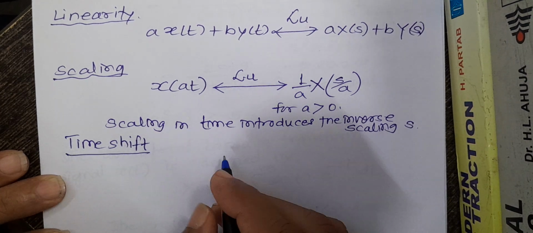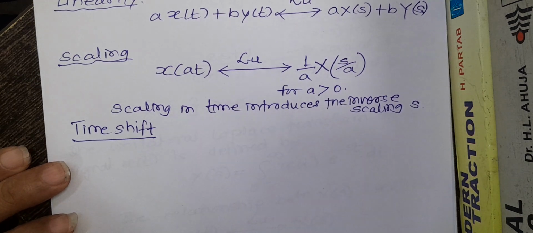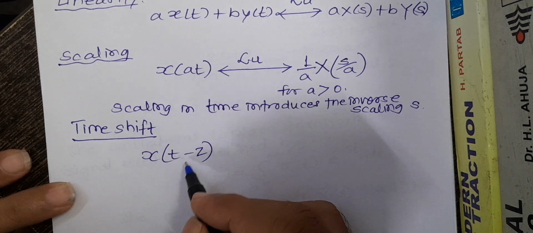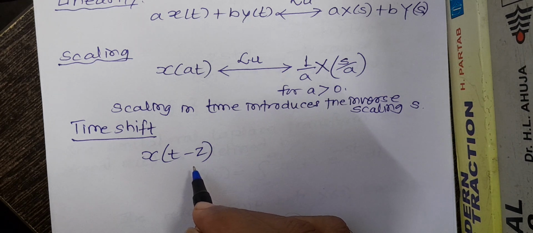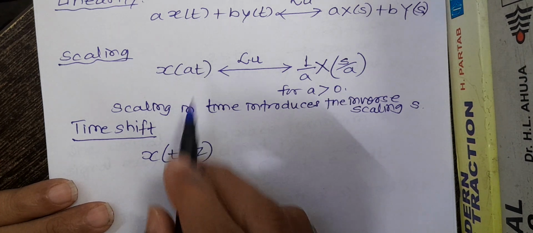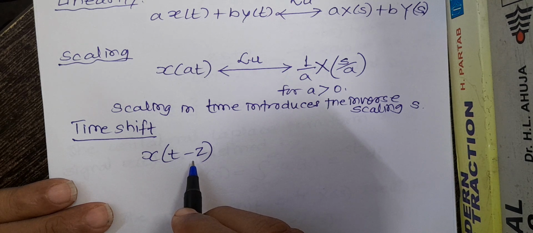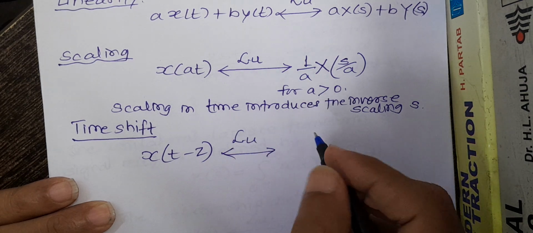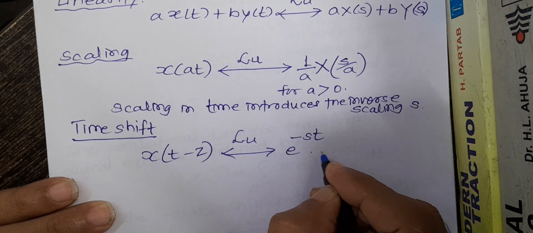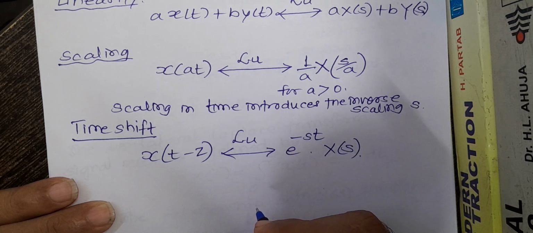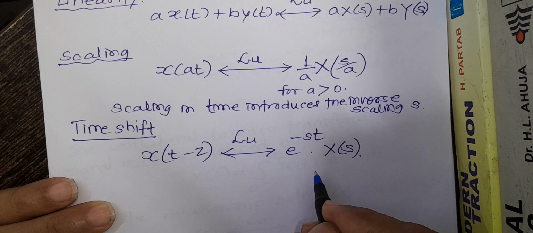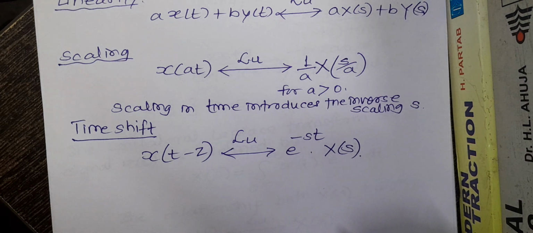Next property is the time shift. So x of t minus tau. So this continuous time function is given x of t, and now it is delayed by some time. So x of t minus tau, its unilateral Laplace transform is e raised to power minus s tau into x of s. So this is for all tau such that x of t minus tau into u of tau is equal to x of t minus tau and u of t minus tau. So this is the time shift property.